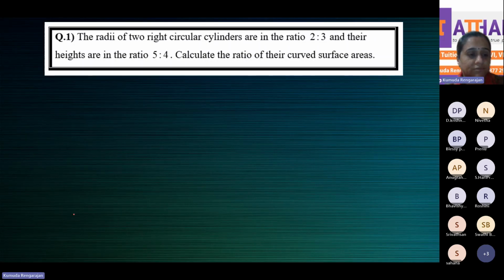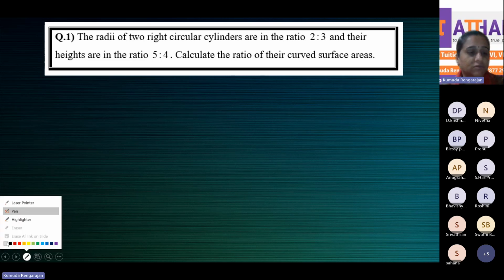Well, children, we have opened up 2 chapters, volumes and surface areas, and lines and angles. All right. Okay. So now look at this question.